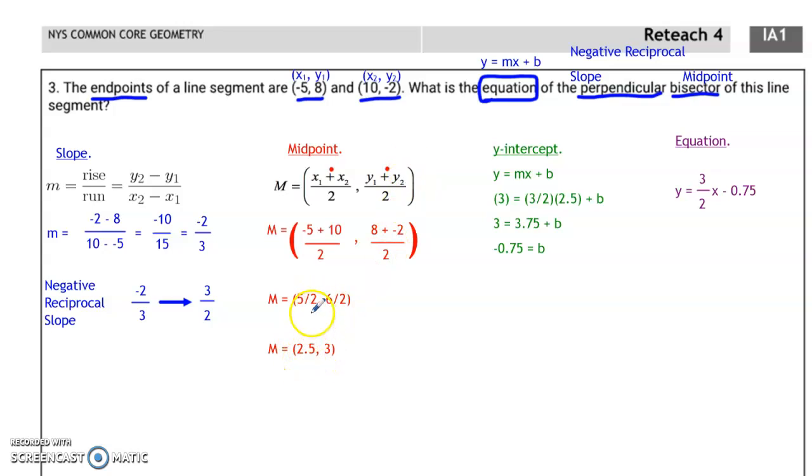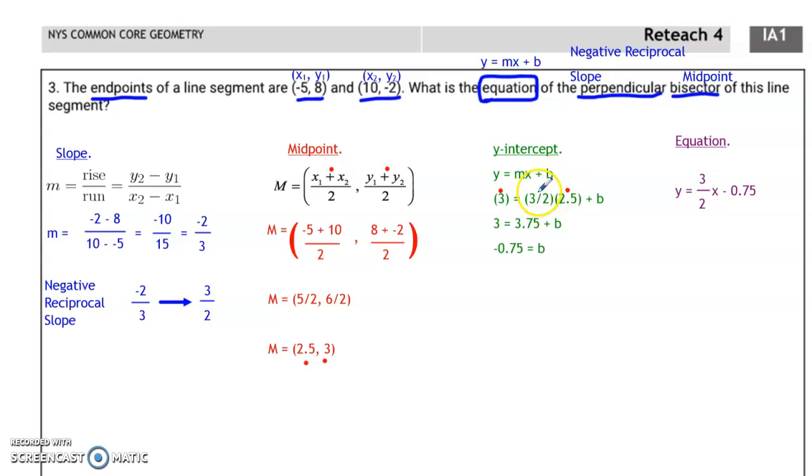When you divide by 2 and it's an odd number, of course, you're going to get a decimal, but that's the craziest decimal that you'll ever get in the midpoint formula because you're always dividing by 2. So here's your midpoint. Once you find the midpoint, you can substitute those values. This is the x value and this is the y value. That goes in here for x and y respectively.